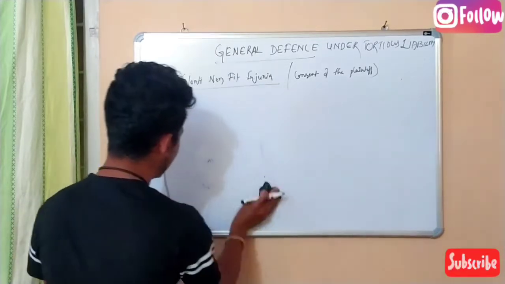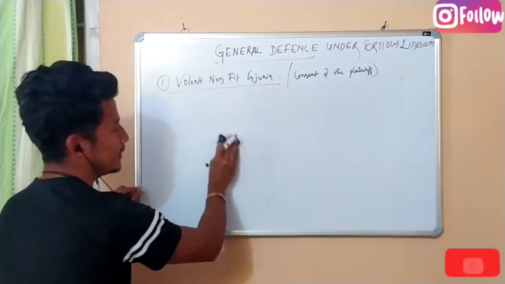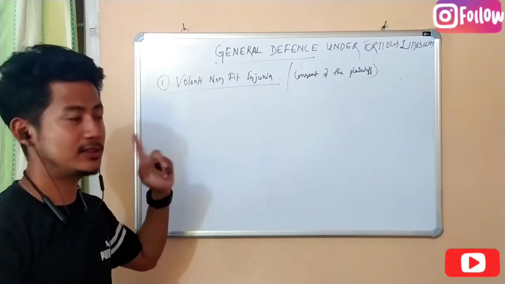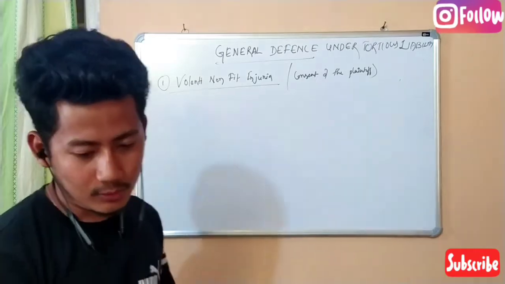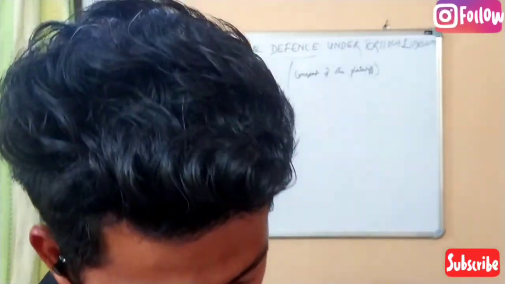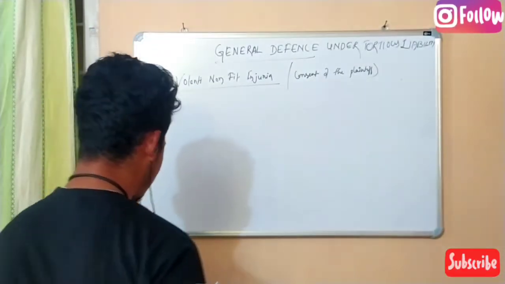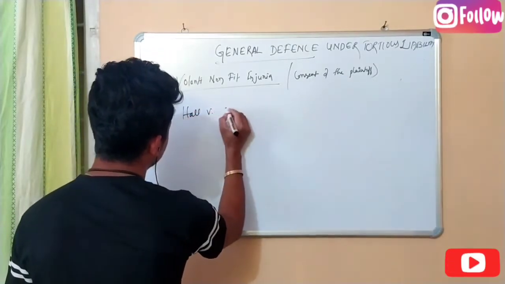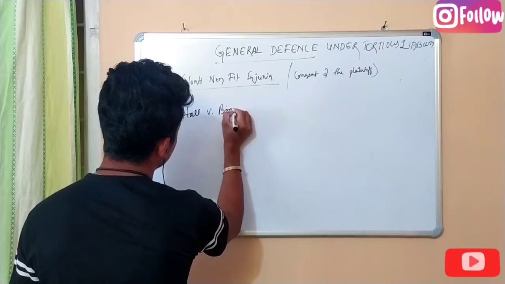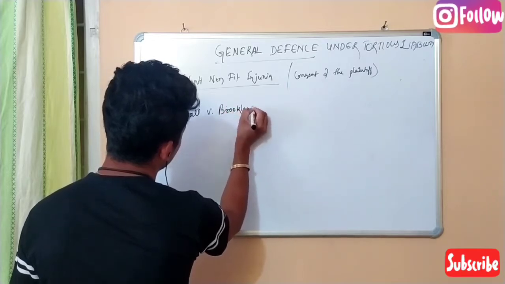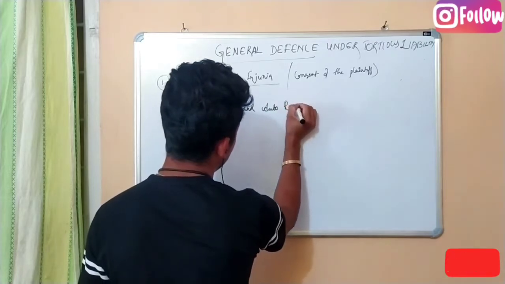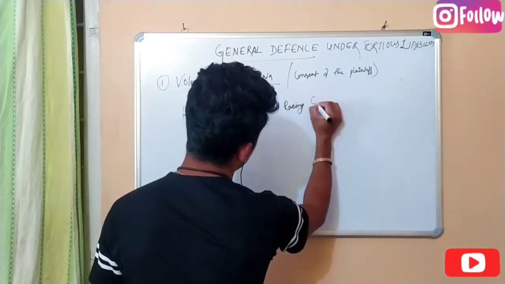So this kind of question comes. They will give you an example and ask what kind of defense comes under it. So this kind of question generally comes. There is a very important case law, that is Hall versus Brooklands Auto Racing Company.